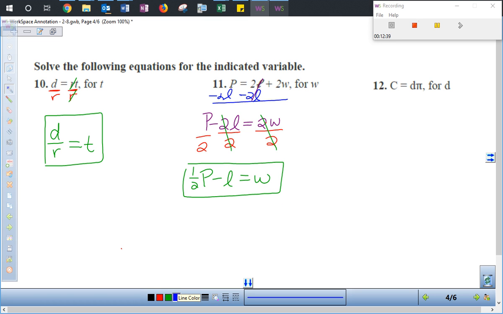On number 12, I have a capital C equals d times pi. They want me to solve for the d variable, which means I need to get this pi that's being multiplied away from that d. Now to undo multiplication, we need to divide each term by pi. So on the left side, I cannot simplify capital C over pi. That can stay capital C over pi. On the right side, those pi's will cancel out and leave me with a lowercase d. So now that the d is all by itself, I have C over pi.